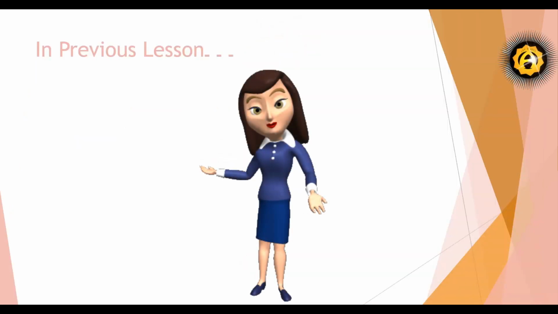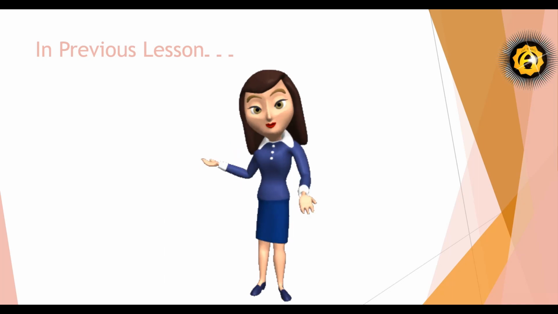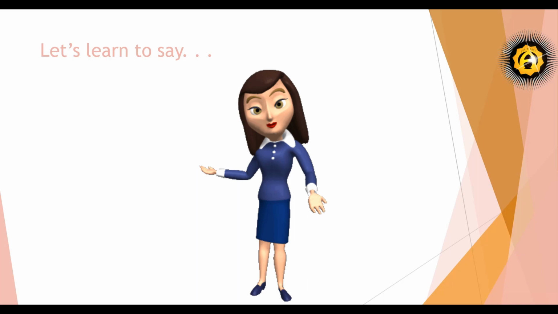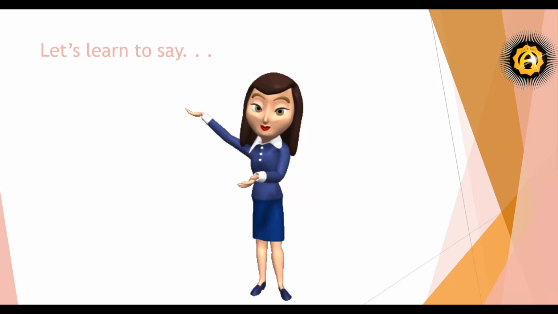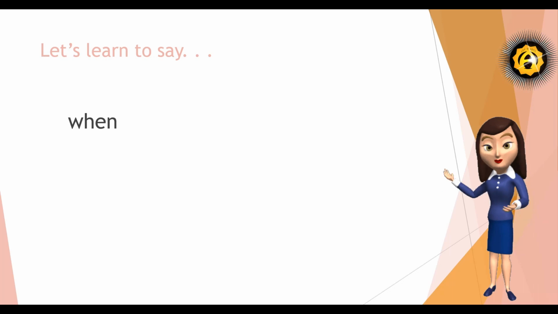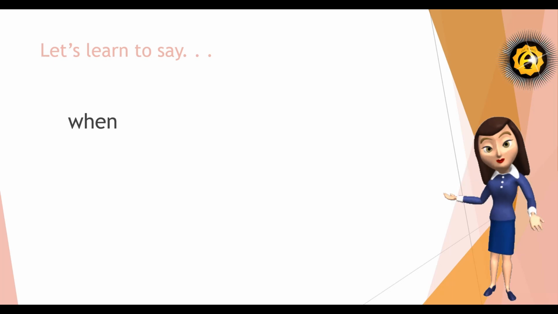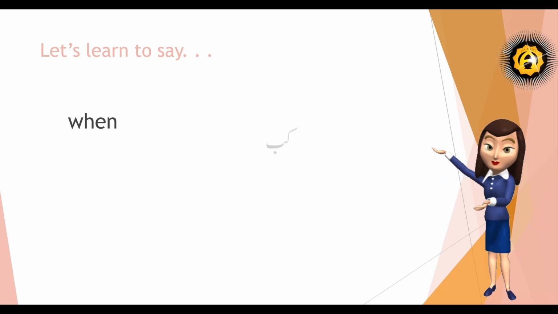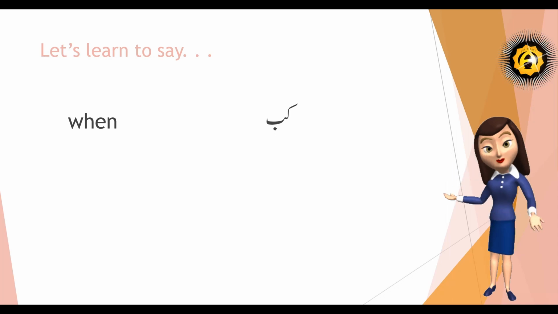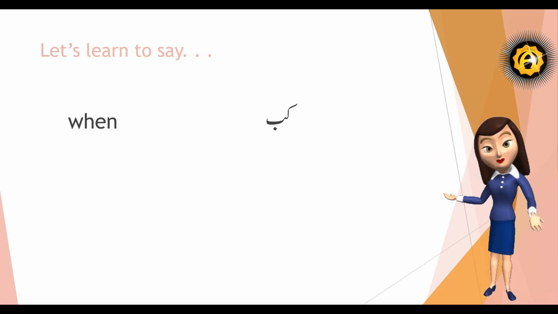I hope that you have watched the previous lesson and you have revised the things that we have learned in that lesson. Now let's move towards our today's lesson. Let's learn some vocabulary words. Let's learn to say when. When we ask a question and we say when something is happening, we use the word when. And in Urdu it is kab, kab, kab. When, kab. So in English we say when, and in Urdu kab.